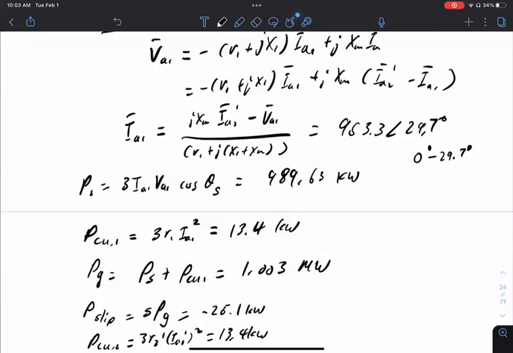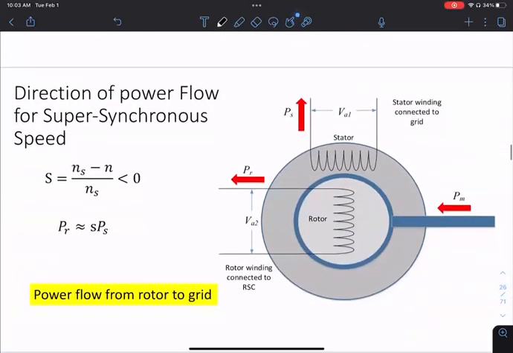Okay, so this shows again all the forward calculation. This is the forward stuff. So if you look at the direction of power flow, to be more explicit, if you're operating at super synchronous speed, a speed that's faster than the synchronous speed, this means that it will give you power from the rotor to the grid. Okay? It will give you power from rotor to the grid, the PR side, because PS, assuming this is a positive number, you multiply by a negative number, so this is negative, that means rotor to the grid.